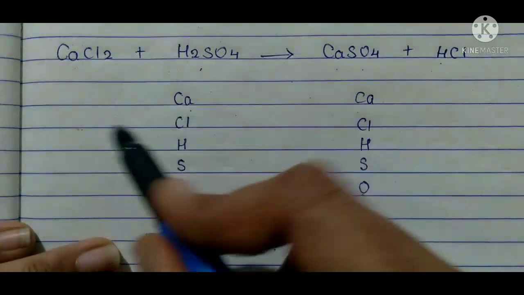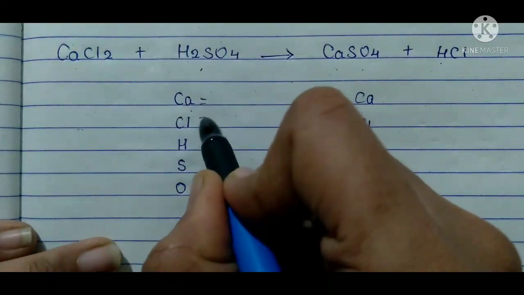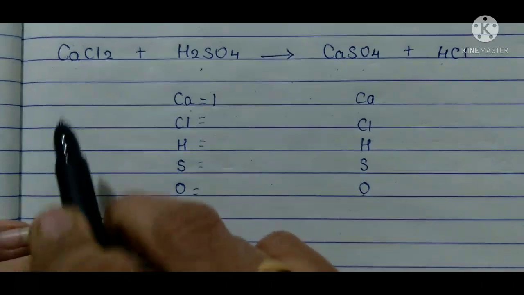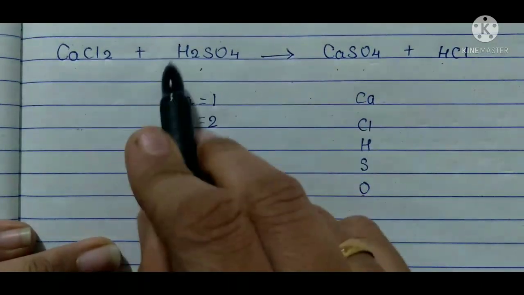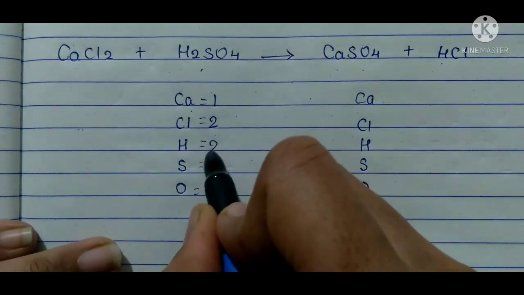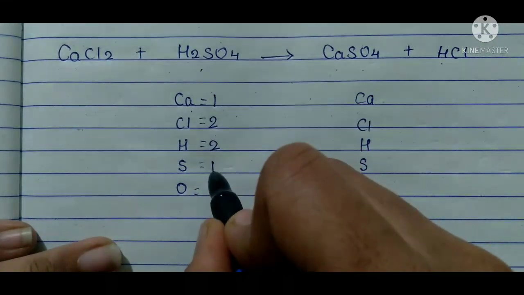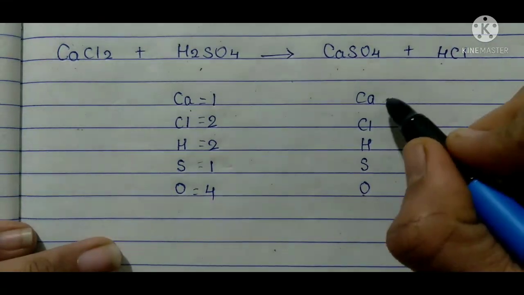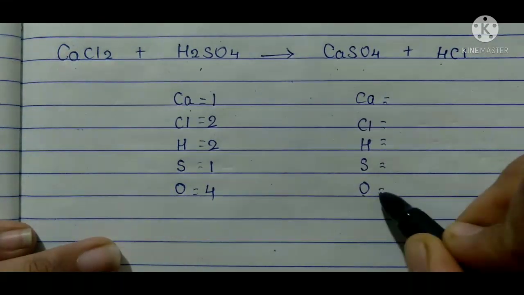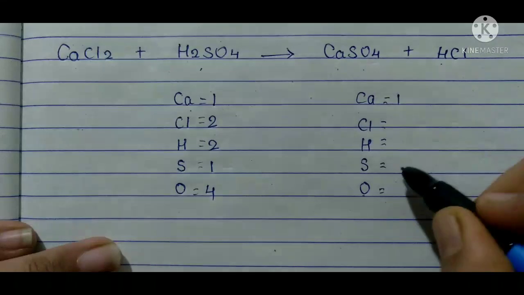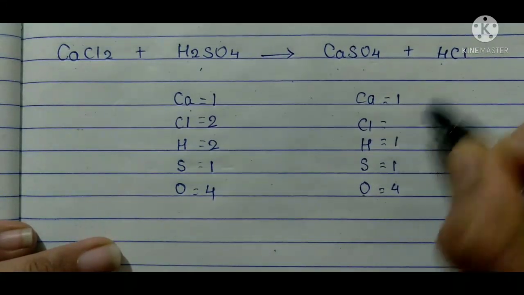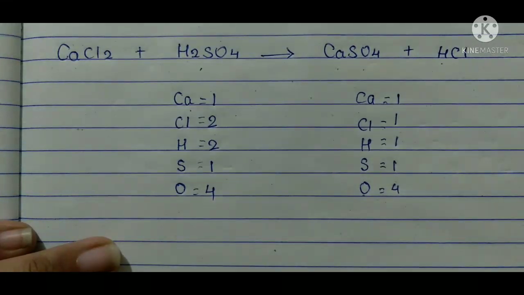Clear? Now numbers. How many calcium can you find in the reactant? 1 calcium. I'll write 1. Chlorine 2. Hydrogen 2. Sulfur 1. Oxygen 4. Count in the product. How many calcium can you find? 1. Sulfur 1. Oxygen 4. Hydrogen 1. Chlorine 1. Now find what is balanced and what is not balanced.